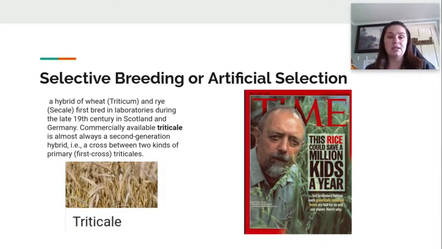Now, on the other hand, selective breeding is not just for animals. We can do that with plants. And a couple of examples that I've got listed here.